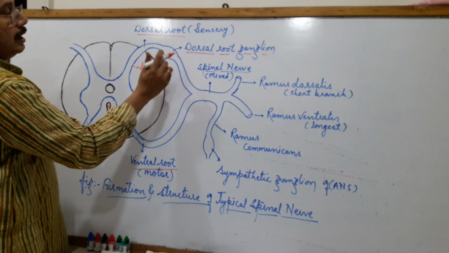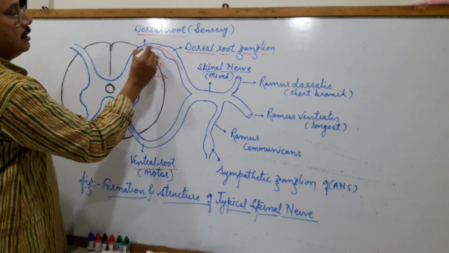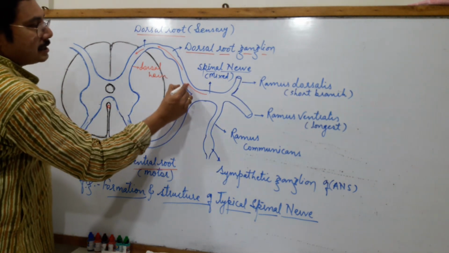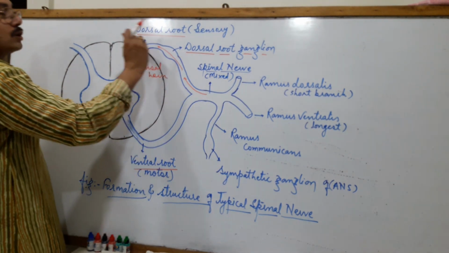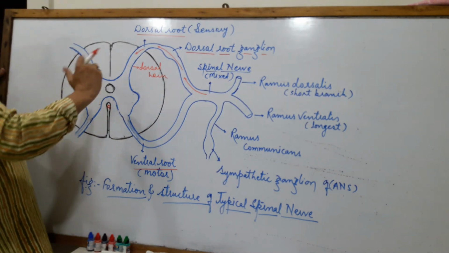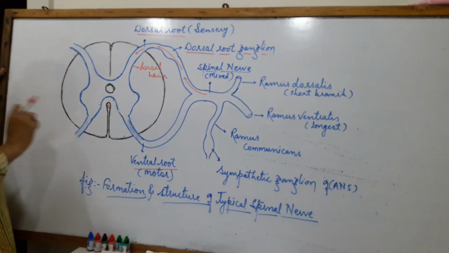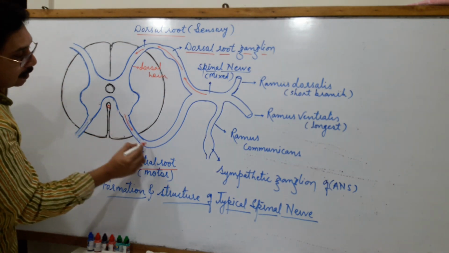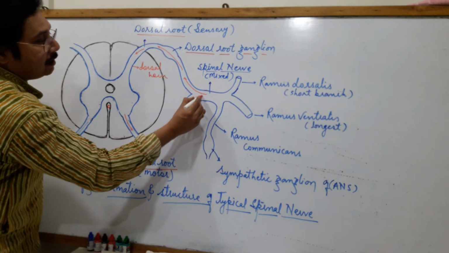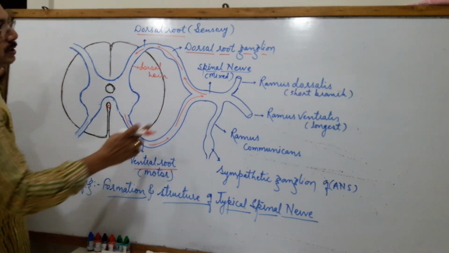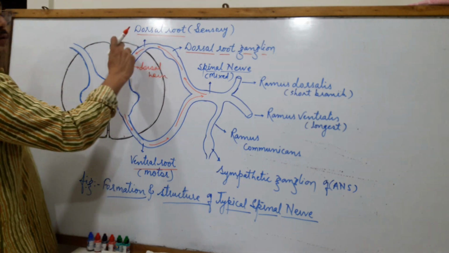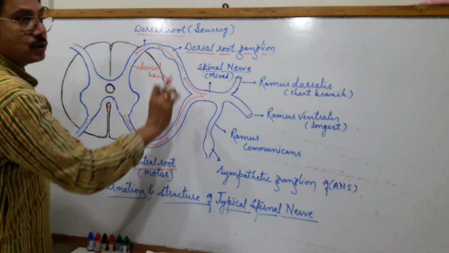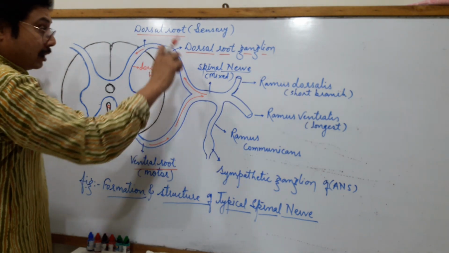And such a dorsal root has sensory nerve fibers and carries the sensory impulses through the dorsal root towards the spinal cord, while the ventral root carries the motor impulses, having the motor nerve fibers. So sensory nerve fibers are located in the dorsal root, while the motor nerve fibers are located in the ventral root, and both these roots get united in the neural canal.